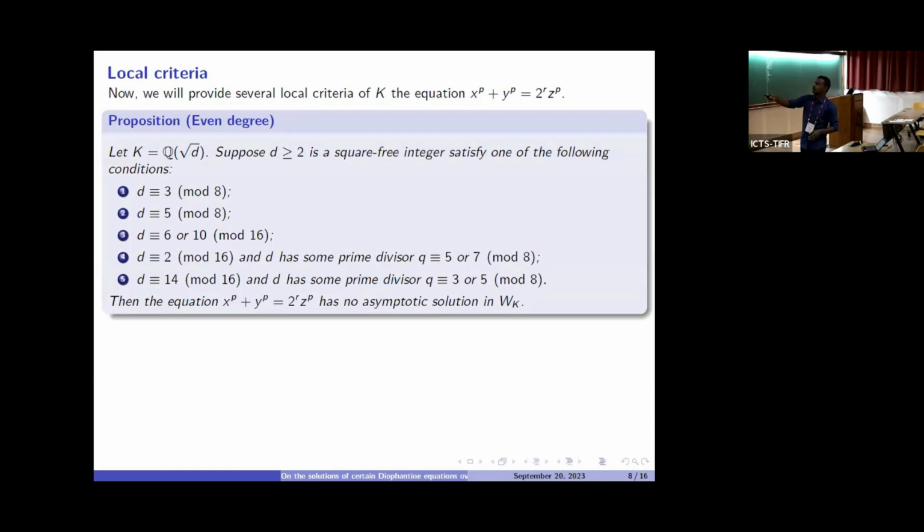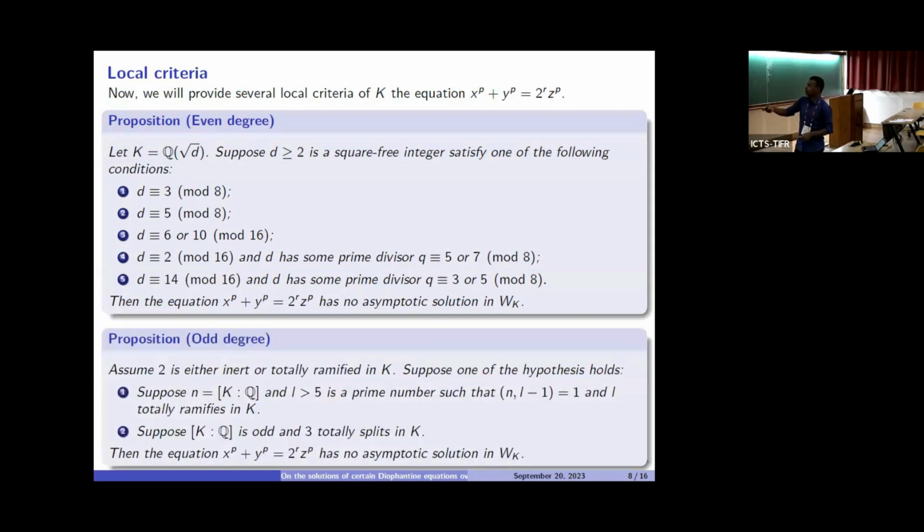But here basically we find what are the explicit fields K that are satisfying this SK unit equation, so that this equation has no asymptotic solution in WK. So this is the condition for D: if you take any quadratic totally real field, and D is congruent to any one of these conditions, then this equation has no asymptotic solution in WK.